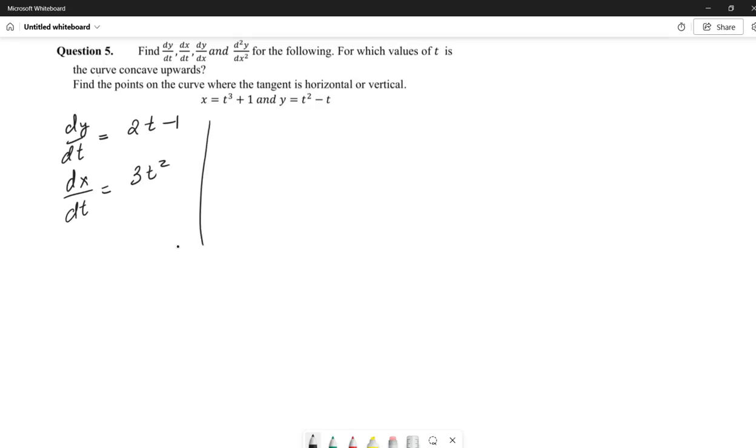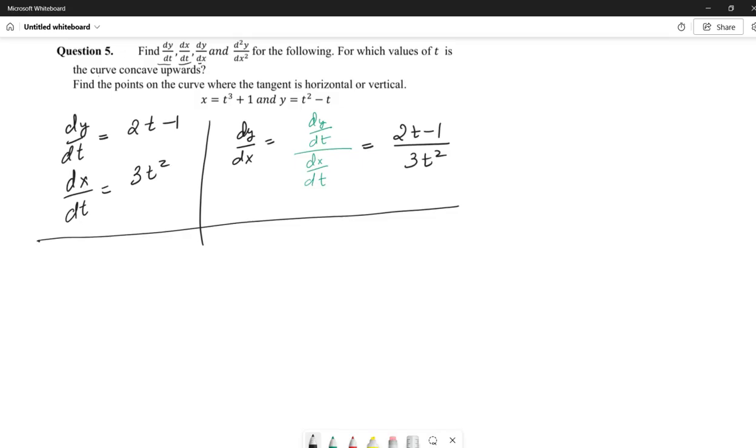Next one is find dy by dx. The definition for a parametric equation is dy by dt divided by dx by dt. We have already found dy by dt, which is 2t minus 1, divided by 3t squared. So that is your first three answers.